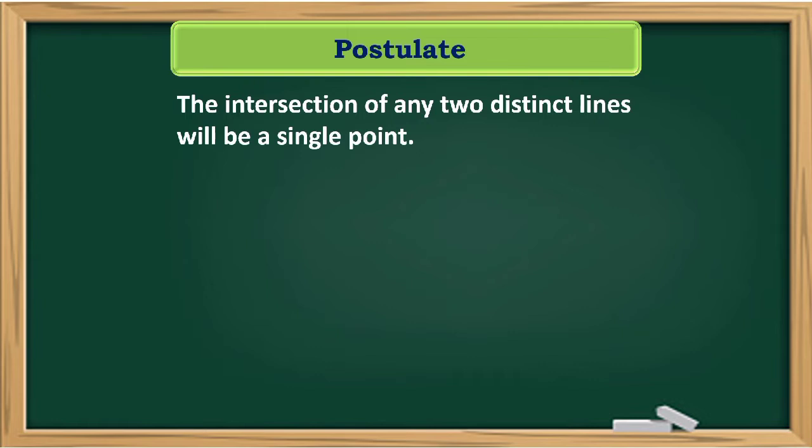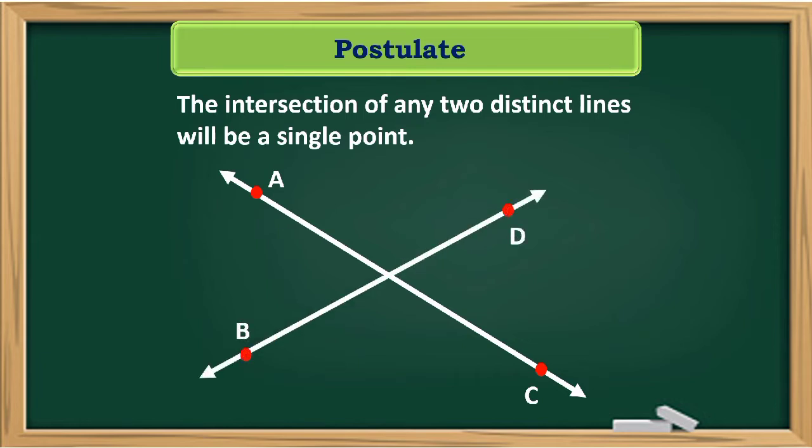Next, this postulate states that the intersection of any 2 distinct lines will be a single point. For example, we have line AC or line CA, and then we have line BD or line DB. These 2 distinct lines intersect, so they intersect at a single point, which is point E.